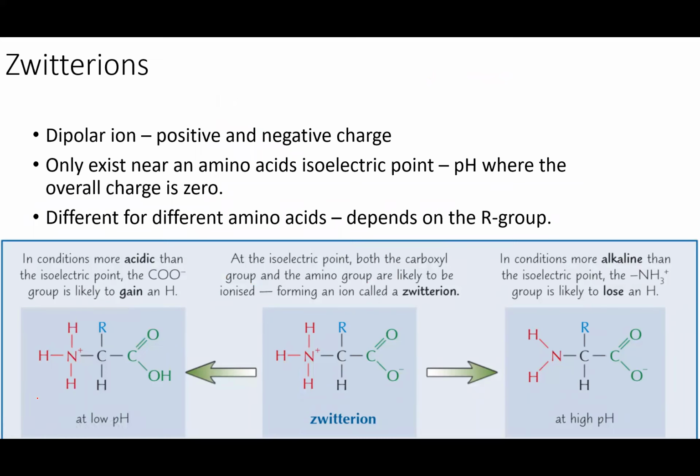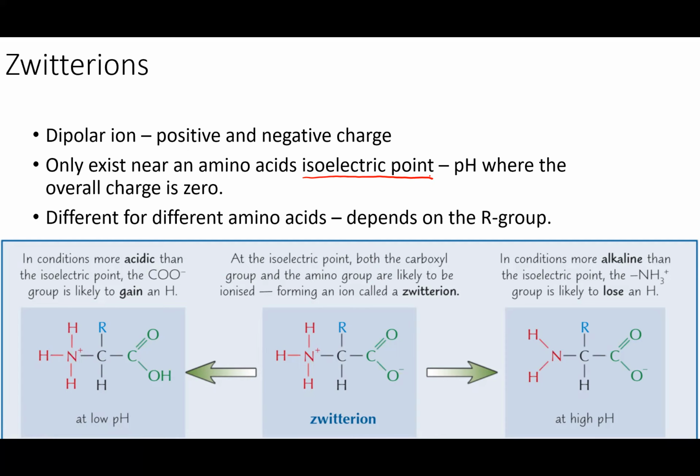So Zwitter ions. Amino acids can also exist as Zwitter ions. And a Zwitter ion is a dipolar ion. What we mean by that is it has both a positive and a negative charge in different parts of the molecule. Zwitter ions only exist near an amino acid's isoelectric point, and that is the pH where the overall charge on the amino acid is 0. And the isoelectric point is different for different amino acids.